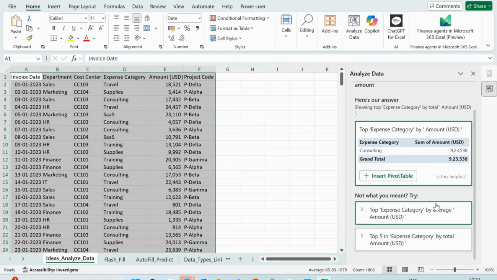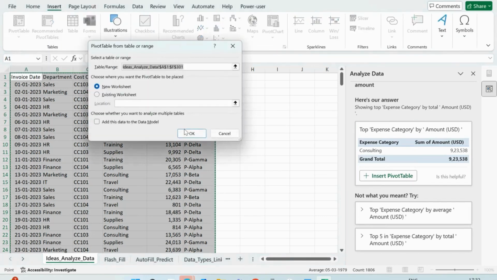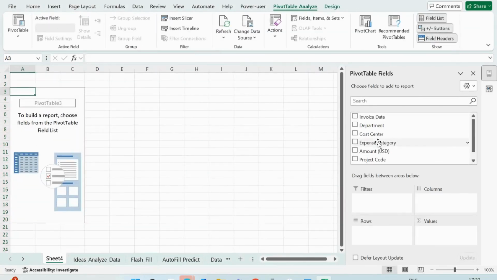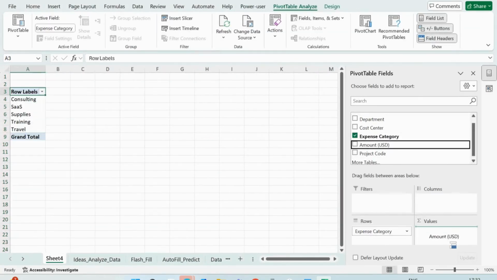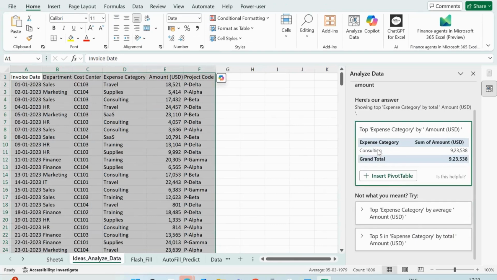It says consulting has the highest cost. If you just, for the sake of being sure, want to check whether or not it's giving you the right answer, let's see what it comes up with. So here consulting is indeed the highest cost category. So the insight that we're having here is absolutely correct.